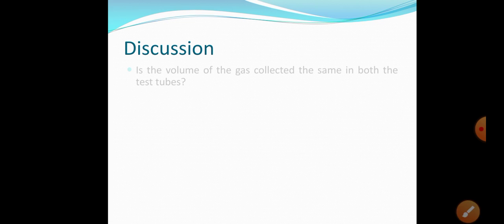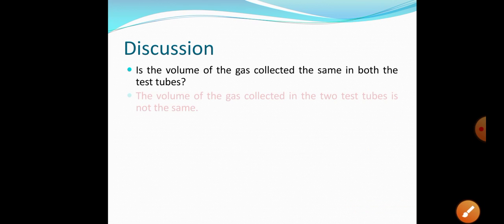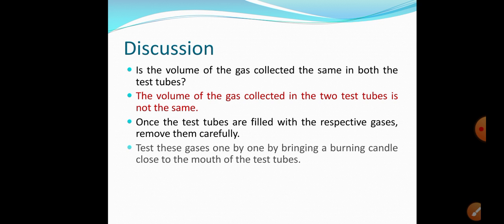Now, let us discuss the activity. What are the main points? Is the volume of the gas collected the same in both test tubes? What do we observe? The volume of gas collected in the test tubes is not the same. What is the reason behind it? Let us see. Once the test tubes are filled with respective gases, remove them carefully. Test these gases one by one by bringing a burning candle close to the mouth of the test tube. So what we have to do? After the activity, we have to collect the gases and test for the presence of gas in them.